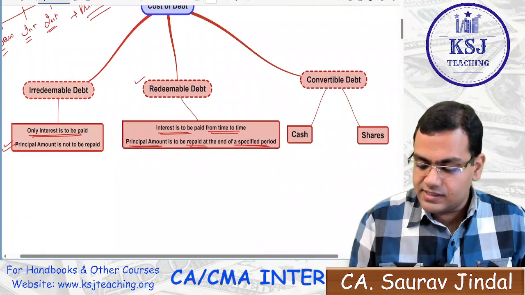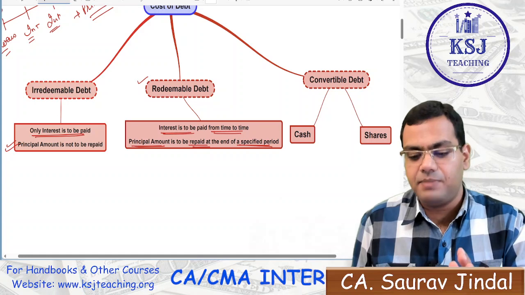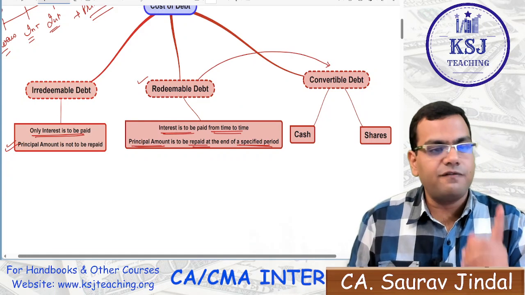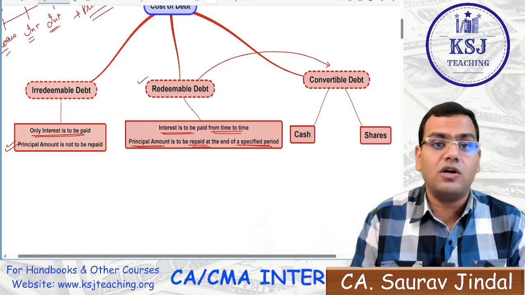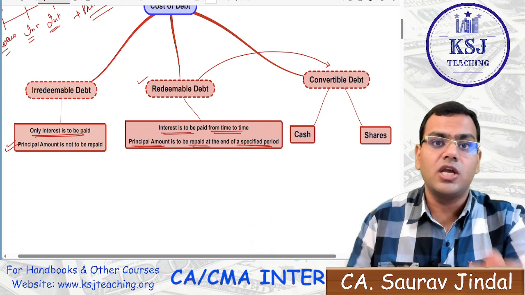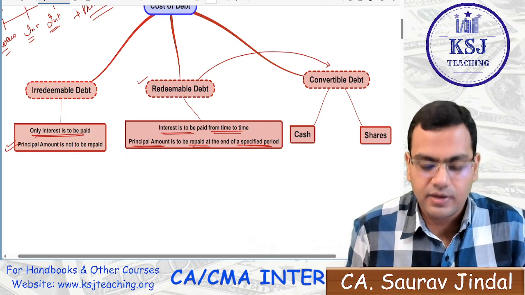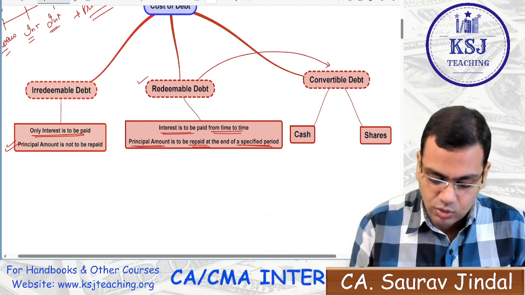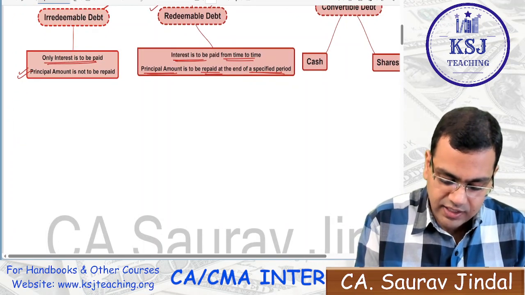So the third part is the convertible debt. The convertible debt means at the end of a specified period, this is a part of redeemable debt only, you have the option whether you want to take the cash or you want to convert your debt into equity shares. That is known as convertible debt. Now how to calculate each of these, let's try to focus on that. How to calculate the redeemable debt?